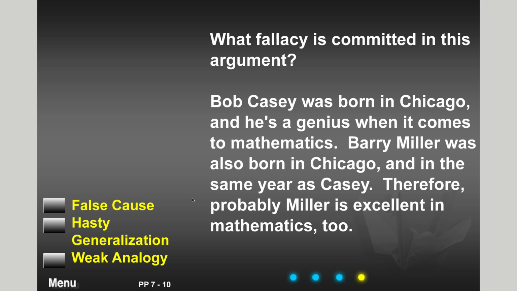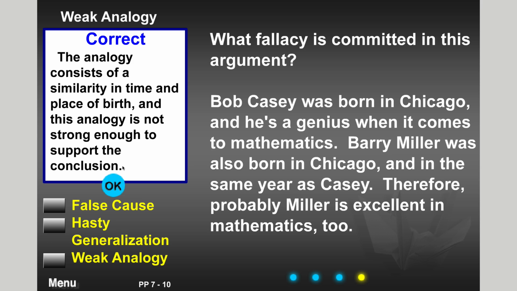When it comes to mathematics, Barry Miller was also born in Chicago, and in the same year as Casey. Therefore, probably Miller is excellent in math. In Chicago, and born in the same year, and this will make you a genius in mathematics. Now, clearly, that is what? Chicago in the same year has nothing to do with whether or not they are excellent in mathematics, right? It's just not strong enough.